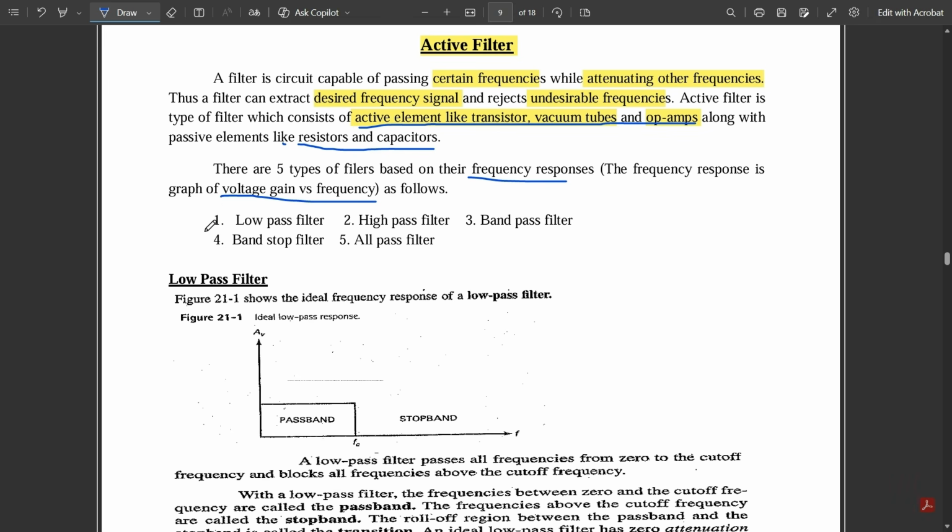The first kind is the low pass filter, then the high pass filter, then the band pass filter, band stop filter, and all pass filter. So these are the five filters which we are using. The first category is the low pass filter.